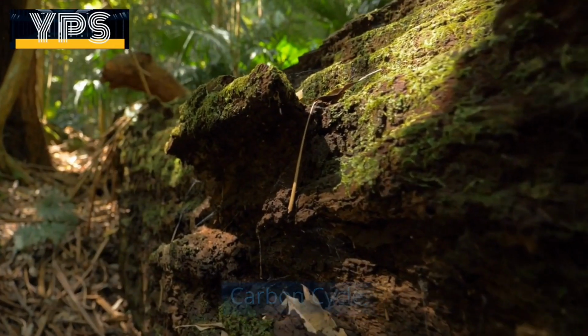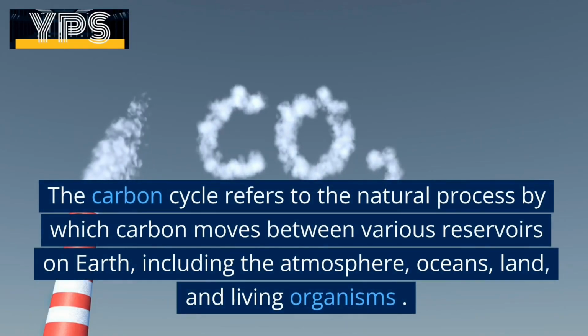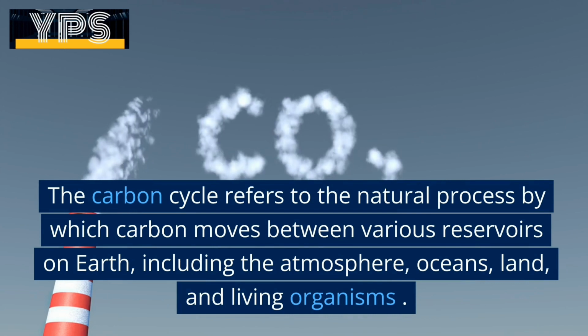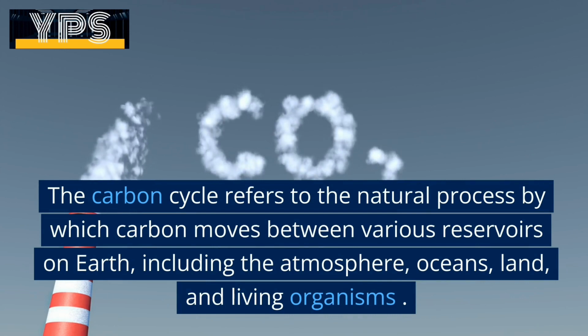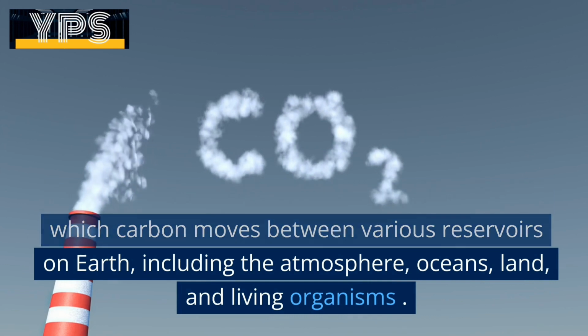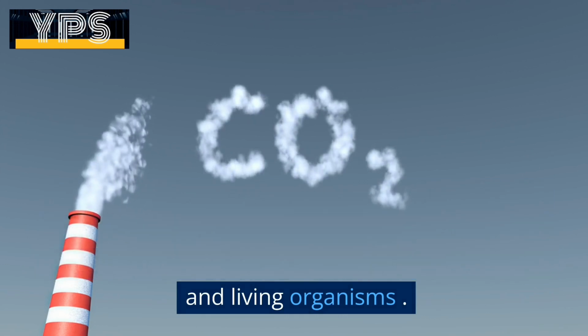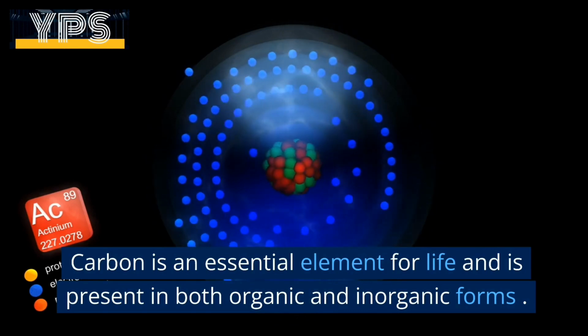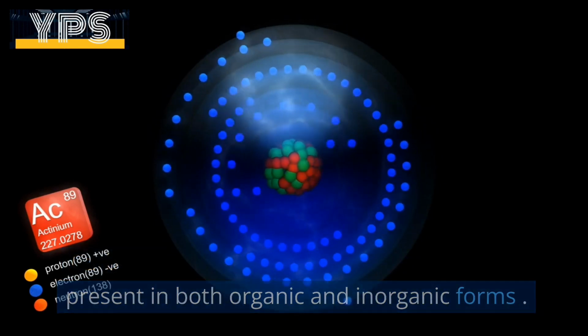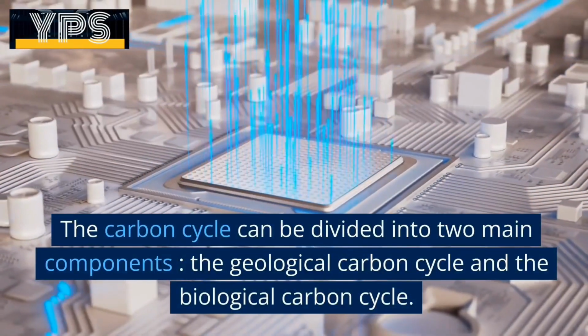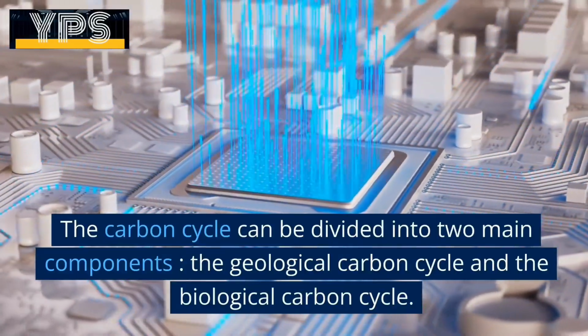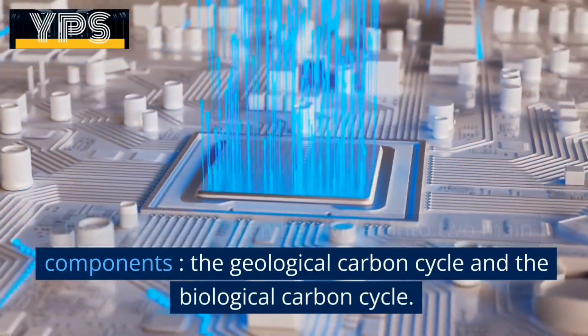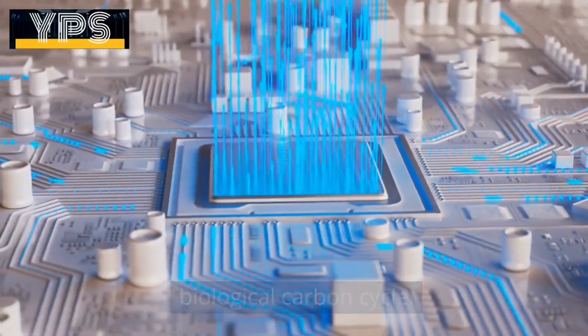Carbon cycle. The carbon cycle refers to the natural process by which carbon moves between various reservoirs on Earth, including the atmosphere, oceans, land, and living organisms. Carbon is an essential element for life and is present in both organic and inorganic forms. The carbon cycle can be divided into two main components: the geological carbon cycle and the biological carbon cycle.